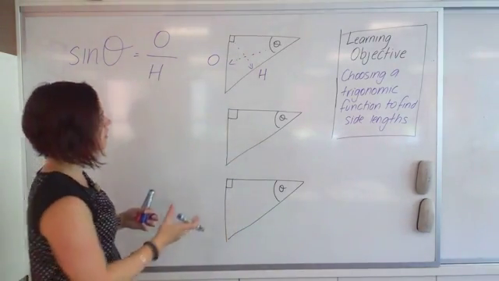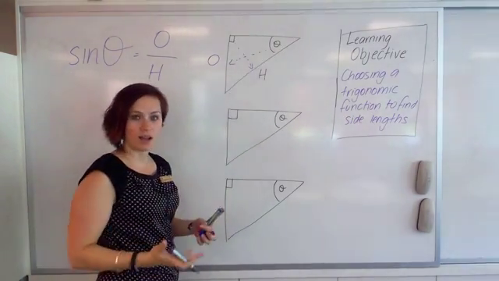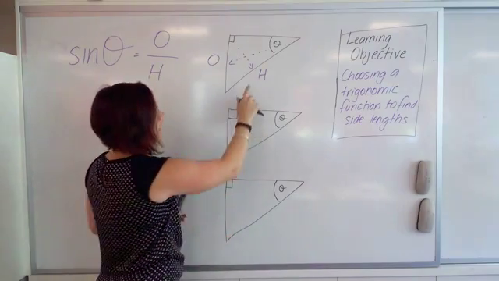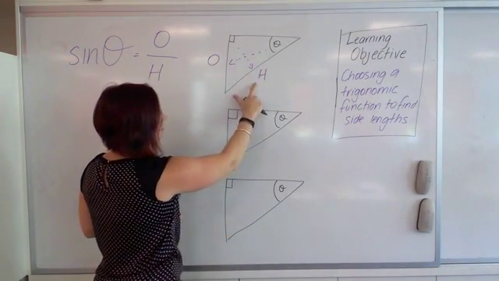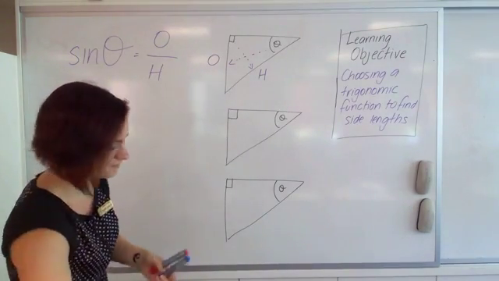So if you have a triangle and you're trying to find one of these sides, you have an angle, you know the size of it, and you either want to find this and you have it, or vice versa, then you can use the sine function.